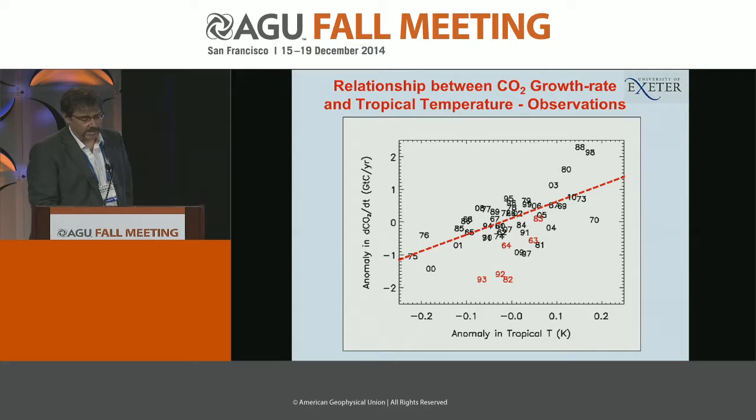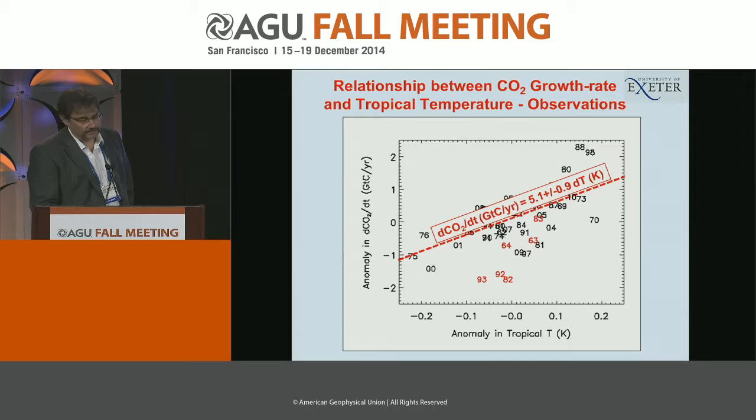So we take them out. Doesn't make a huge difference to the fit. So you might say that's not a great fit, but actually it's useful because the models vary so much. And there was a range here, a sensitivity of the CO2 growth rate to temperature, which is about 5.1 gigatons of carbon per year per degree of warming.